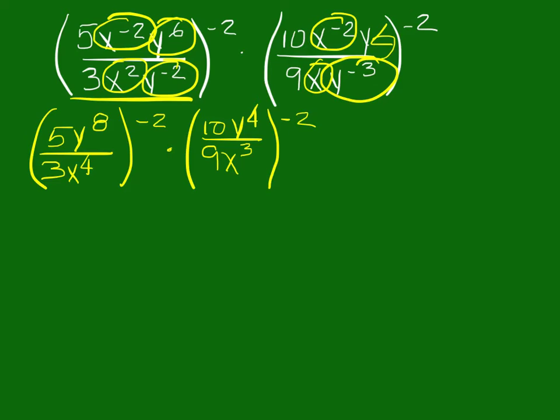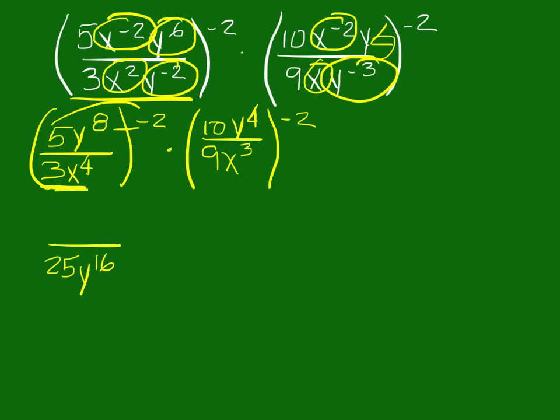So now you can do the negative exponents. 5 to the negative 2 would be a 25, but it would be on the bottom. And y to the 8th to the negative 2, that's y to the negative 16th. That would move it to the bottom, make it y to the 16th.